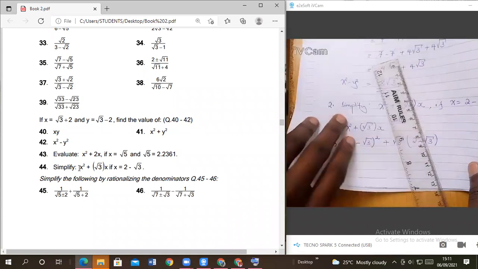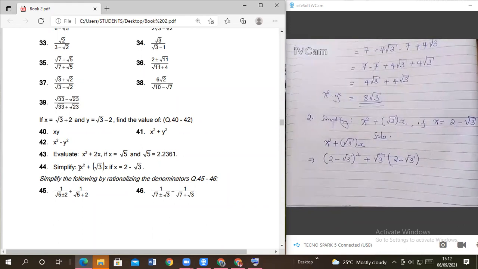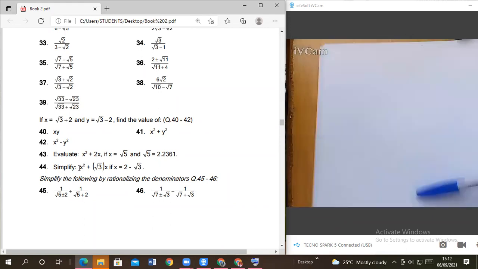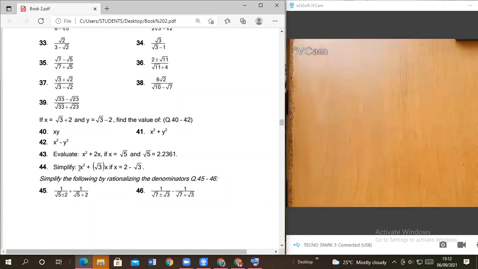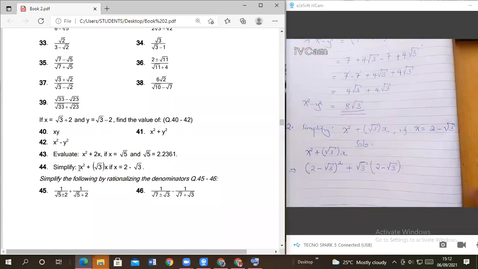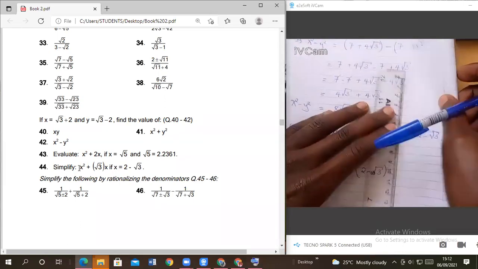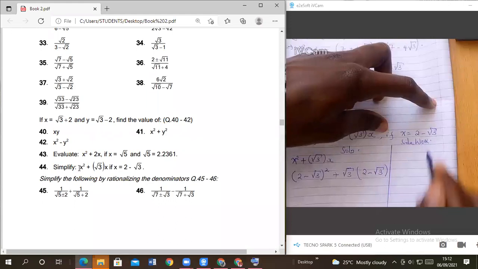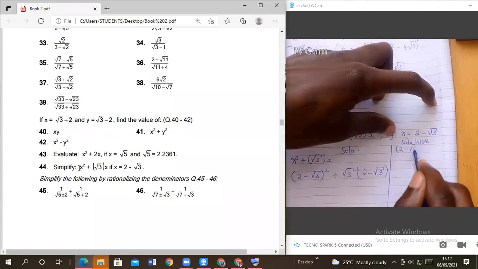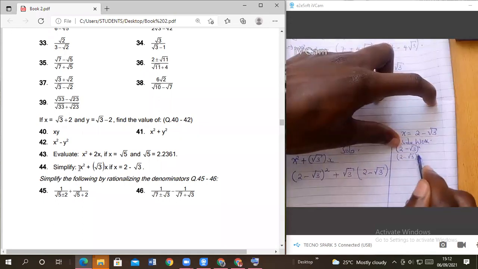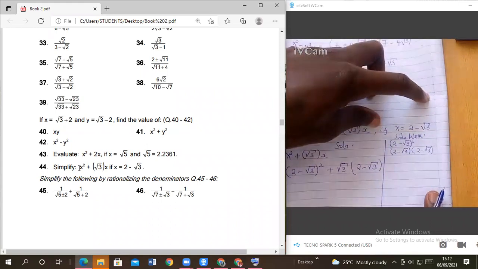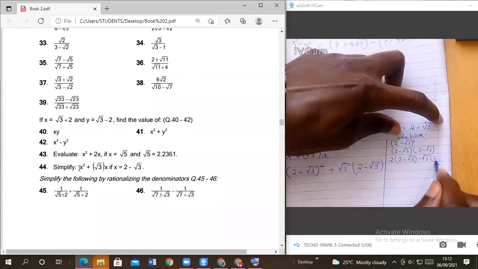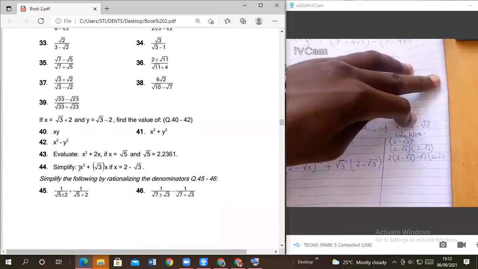Let's go for side work, please. I want it to be part of your working. In the side work we want to find 2 minus root of 3 squared. This is the same as 2 minus root of 3 into 2 minus root of 3. You're multiplying it 2 times. So this will give us 2 into 2 minus root of 3, minus root of 3 into 2 minus root of 3. Members, are we together?